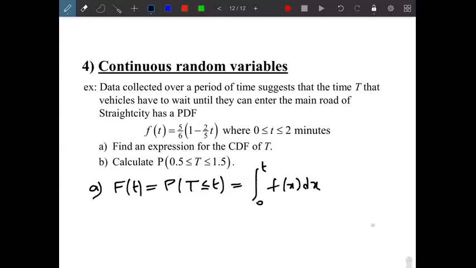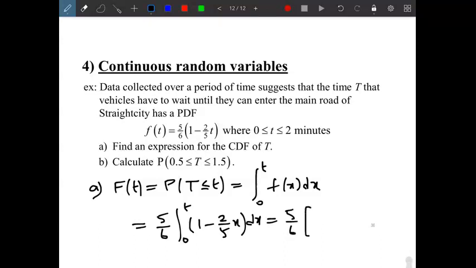Okay, so over here, we replace f of x. 5/6 is a constant, we can take it out, between 0 and t of 1 minus 2/5 x dx. So integrating, that's 5/6 times: the integral of 1 with respect to x is x, and the integral of x with respect to x is half x squared, which leaves me with 1/5 x squared, between 0 and t.